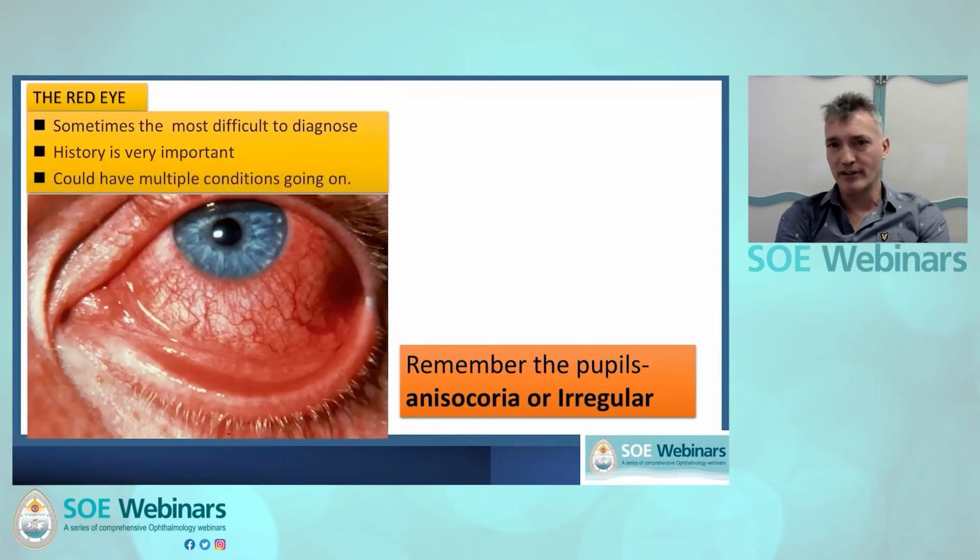And here we have a picture of a red eye. So red eyes are sometimes the most difficult to diagnose. And this means history becomes very important. Is there photophobia? Is the other eye red? Any sign of upper respiratory tract infection? Any headache? It could be anything, a red eye. But one of the most important things are photophobia, and is the pupil irregular or dilated, and that gives you a very good sign of what's happening.